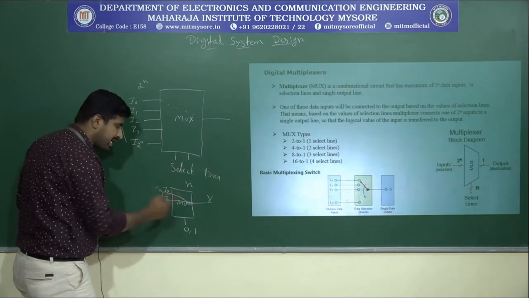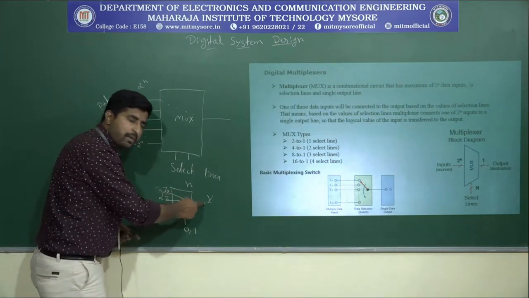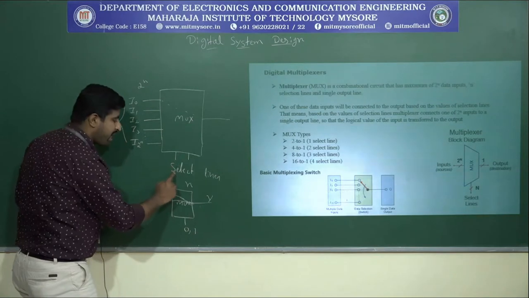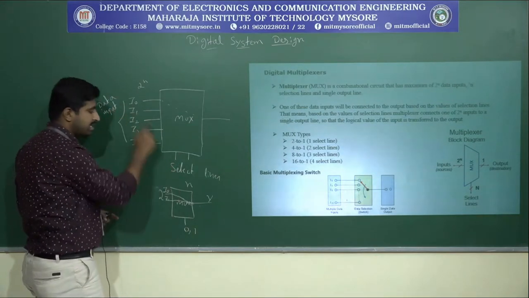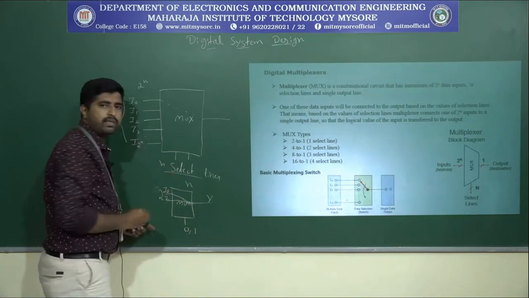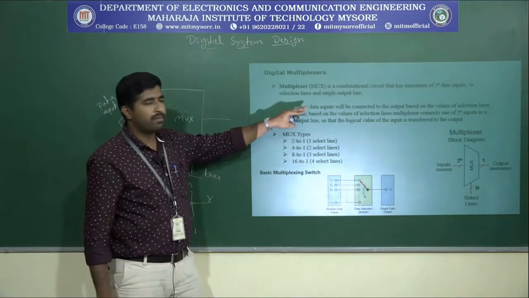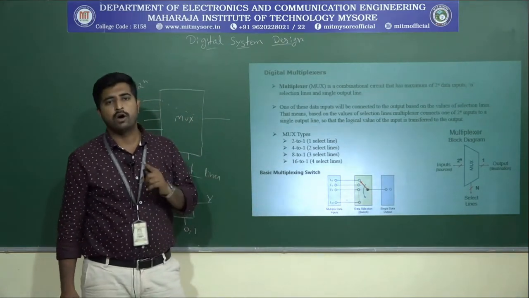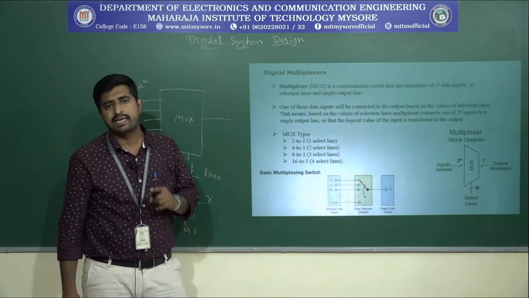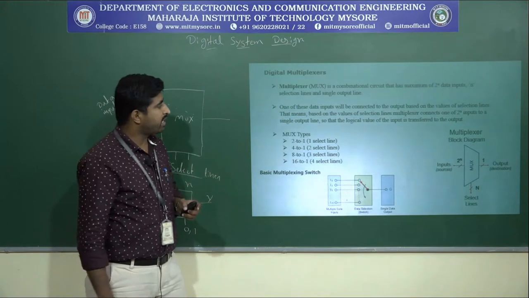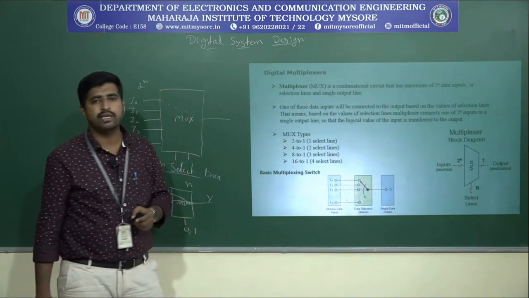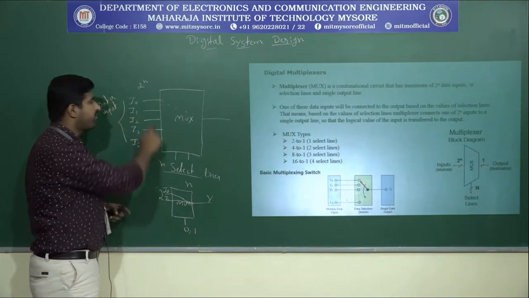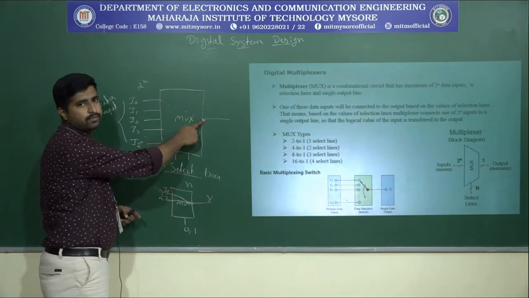So we select any one of the inputs to the output based on the select lines. That is the operation of the MUX. If we have 2 to the power of n input lines, then we will have n select lines. So a combinational circuit that has a maximum of 2 to the power of n data lines, one output line, and n select lines. One of the data inputs will be connected to the output based on the combination of values on the select lines.